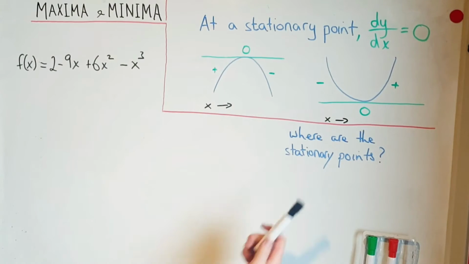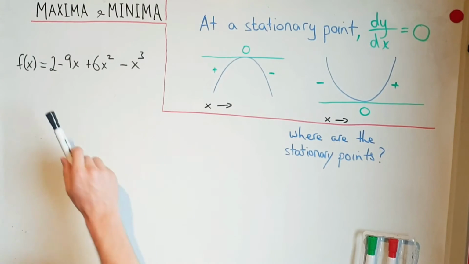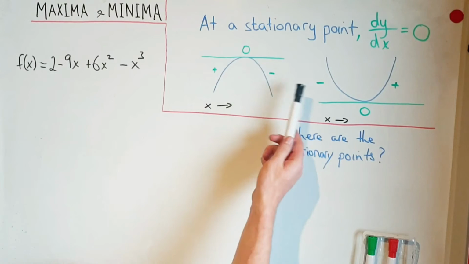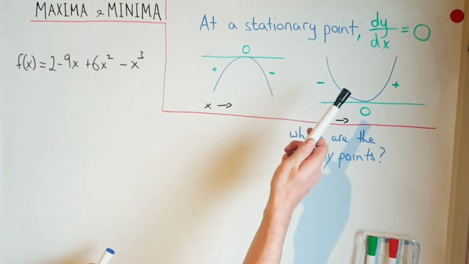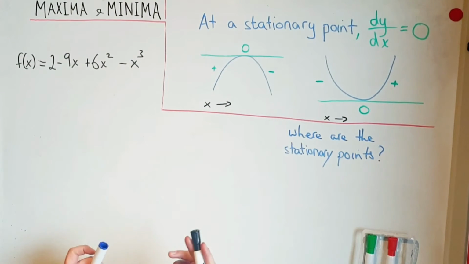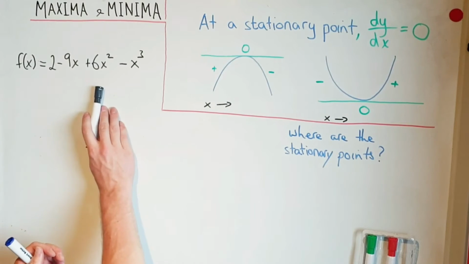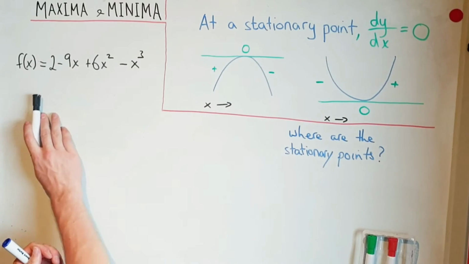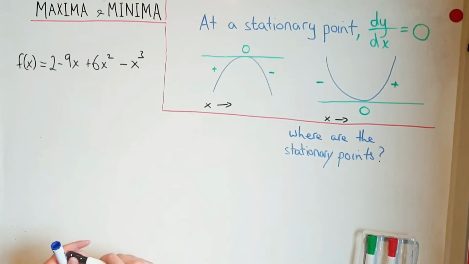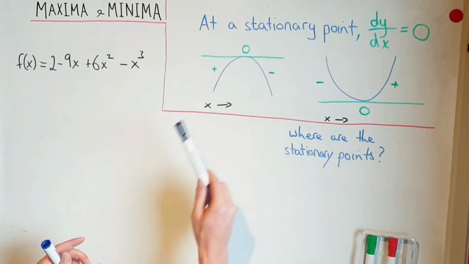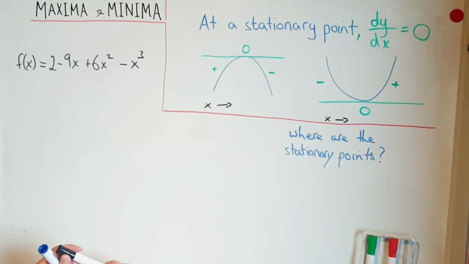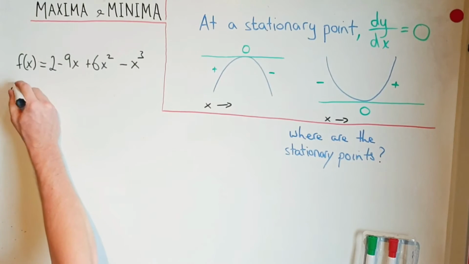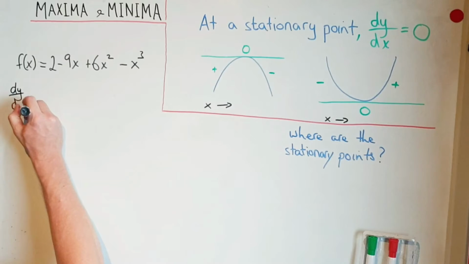Right, so the first question that we're going to ask is, with our function here, where are these stationary points? Well, we've seen at the top here that we find them by differentiating the function and letting it equal to 0. So we're letting the derivative equal to 0, and then we're going to solve for x, and that will tell us where these stationary points are located. So that's what we're going to do first. We're going to find the derivative of this function.